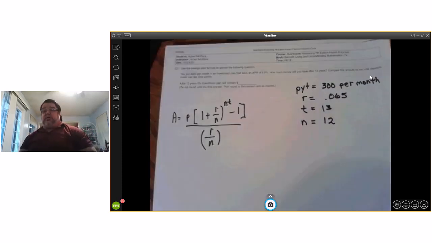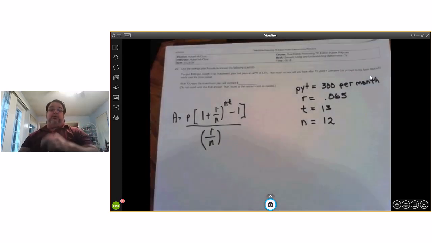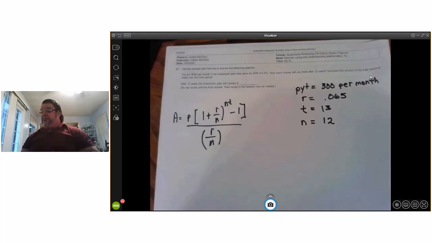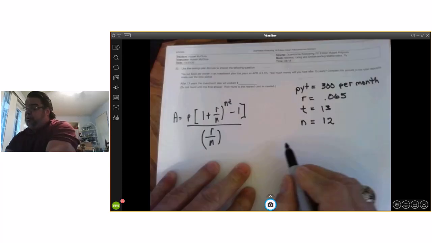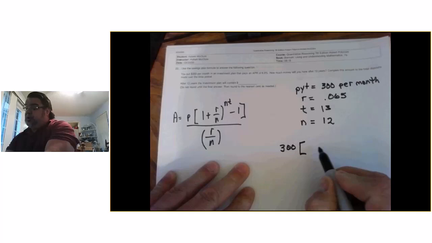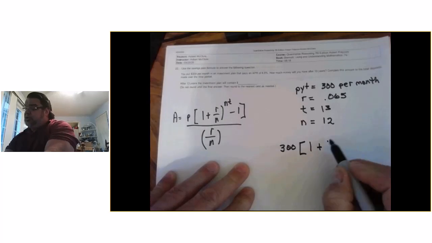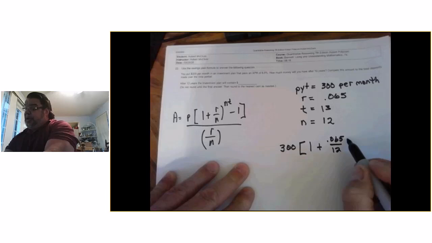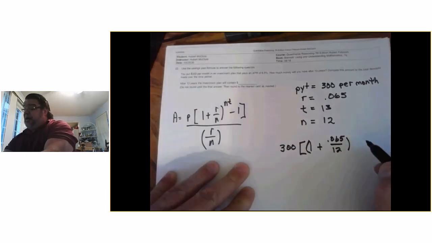Okay, now I want you to take your calculators, and I'm going to plug it into the formula, and I want you to be working on it. So that's going to be 300 times 1 plus 0.065 over 12 raised to, what is 12 times 13?